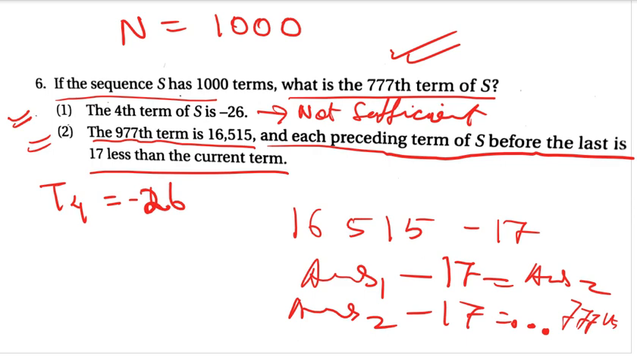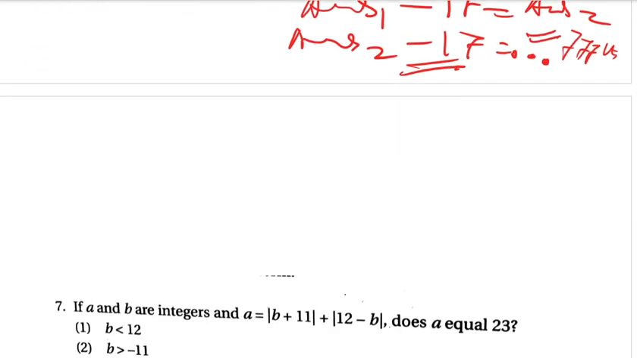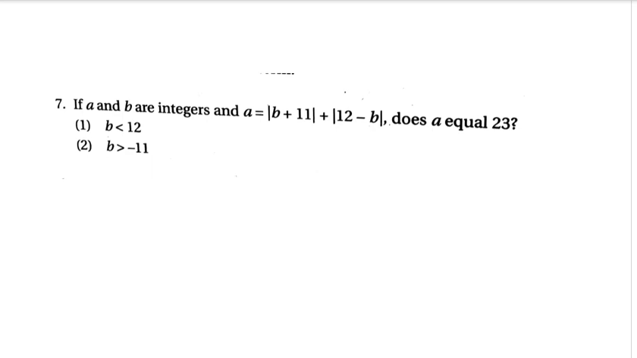So is the first condition sufficient? No. The second condition is sufficient. Understood? If you keep subtracting 17 and keep going on, then this term is the 976th term. Again you have subtracted 17, this is the 975th term. Again you subtract 17, you will get the 974th term, and so on. Like that you can go on to the 777th term. Okay, so for this question the answer is that part 2 is sufficient. Alright, let's go on to the next question.